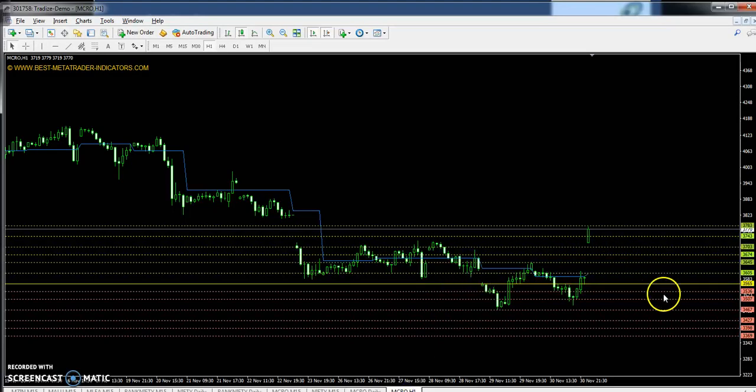So here you can see the crude oil pivot point is 3565. The first resistance is 3645, the second resistance 3703, and the third resistance 3783. The first support is 3507, the second support 3427, and the third support 3369.